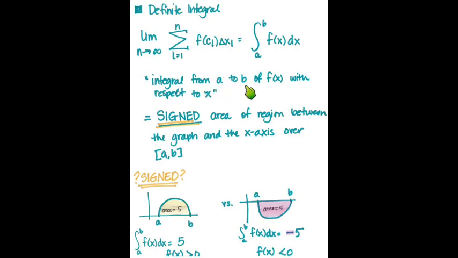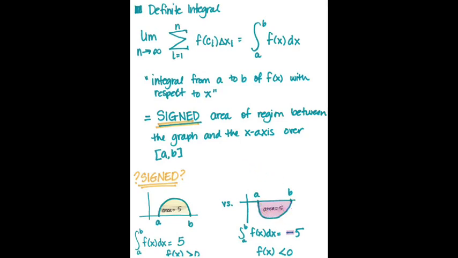So the integral from a to b of f of x with respect to x is signed area, and that's important to recognize. When we talk about signed area, area above the x-axis is going to be a positive area. If I have area below the x-axis, it's going to be considered a negative area.